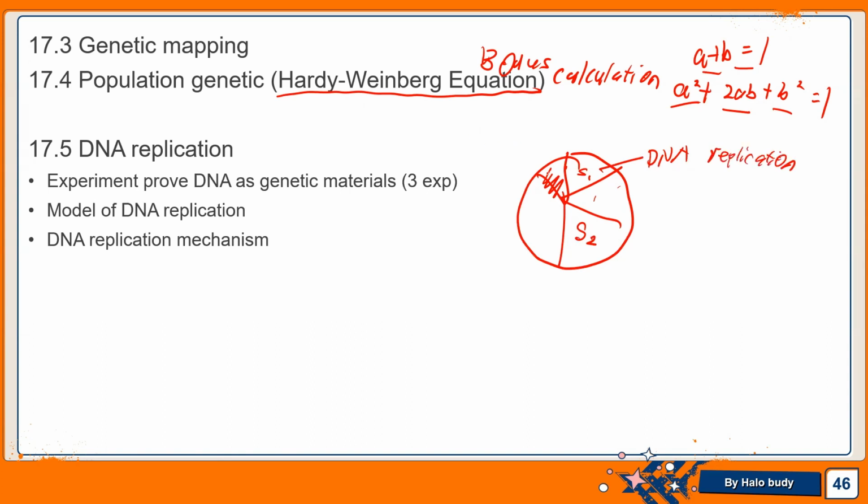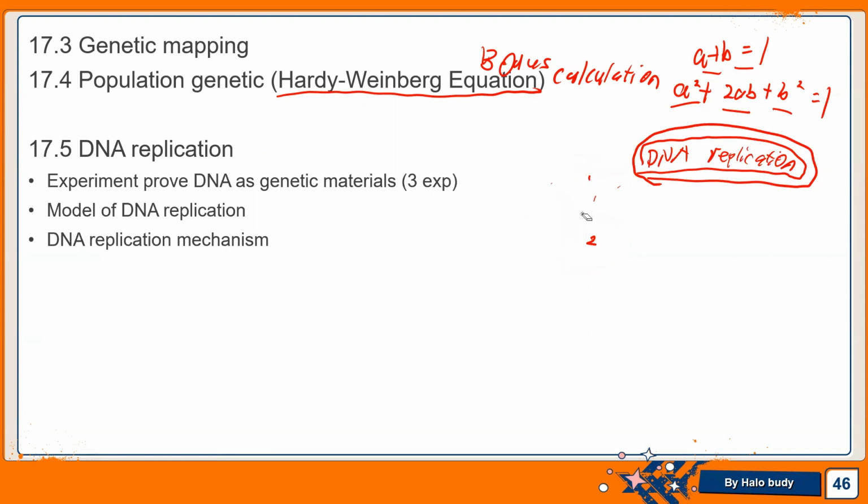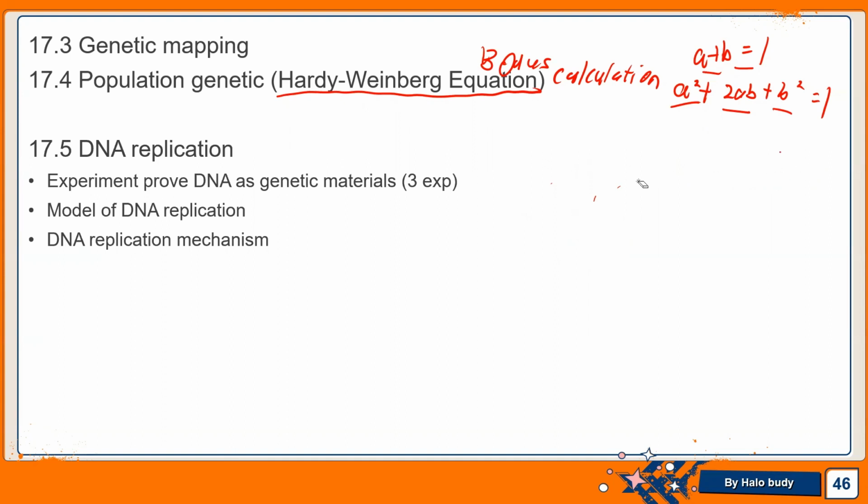I don't know if you just memorized it or not, but maybe you already forgot. Never mind. But I think you have to know the DNA replication terms. Maybe in SPM you learned what DNA replication is. Never mind. But before you go to the mechanism of DNA replication, you have to know the history of DNA replication. So you have to know the experiments proving DNA as genetic material.